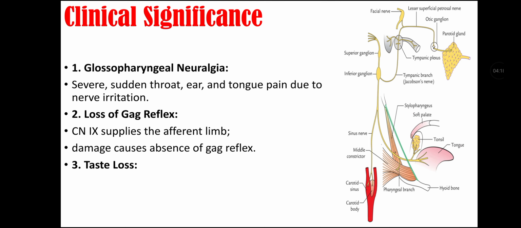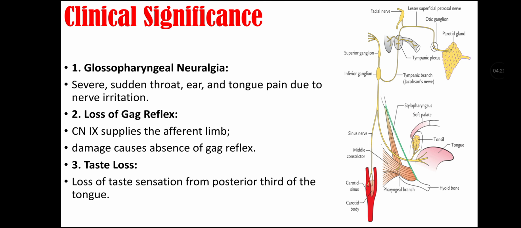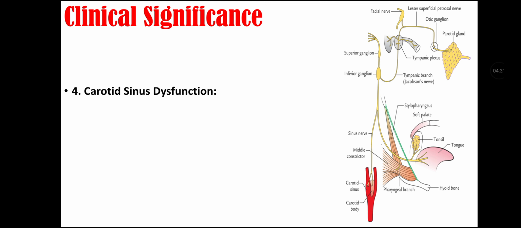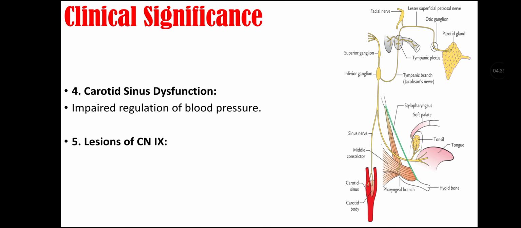Third significance is taste loss, as loss of taste sensation from posterior third of tongue occurs because of glossopharyngeal nerve damage, because it supplies taste sensation to posterior one-third of the tongue. Fourth significance is carotid sinus dysfunction. Dysfunction or damage of glossopharyngeal nerve causes impaired regulation of blood pressure.